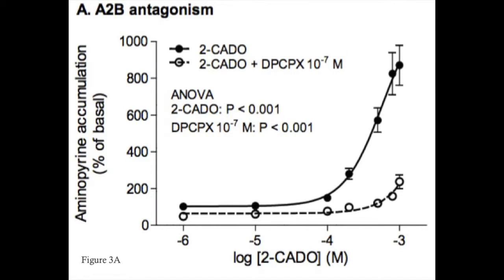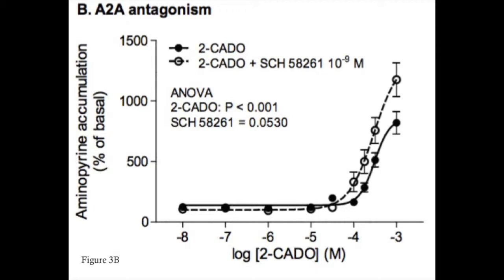DPCPX at a concentration of 10 to the negative 7 molar was used as a first antagonizer. DPCPX is an antagonist to the A2B receptor, and adding this antagonist at this specific concentration inhibited the 2-CADO response as there was a significant decrease in AP accumulation as seen in Figure 3a. When this was compared to Figure 2b without the DPCPX, you could see that there was a significant decrease in the AP accumulation.